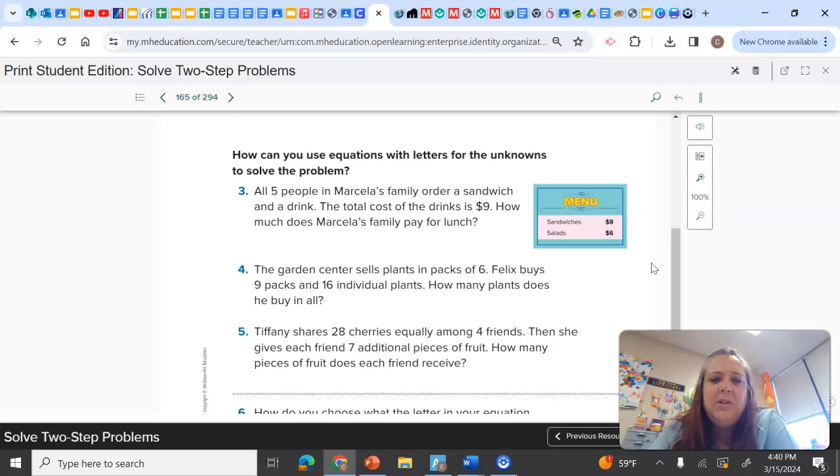How can you use equations with letters for the unknowns to solve the problem? All 5 people in Marcella's family order a sandwich and a drink. The total cost of the drinks is $9. How much does Marcella's family pay for lunch? So, over here is the price of each part of the meal. And you need to write, how can you use equations with letters for unknowns to solve the problems?